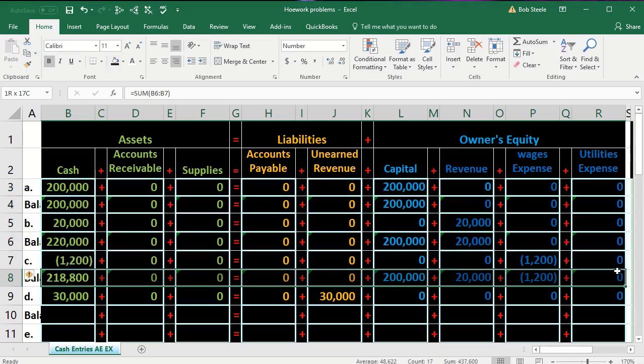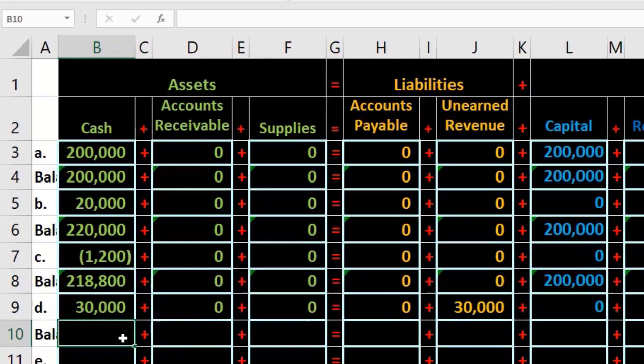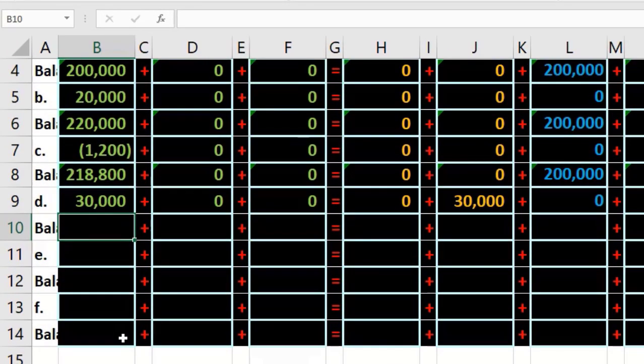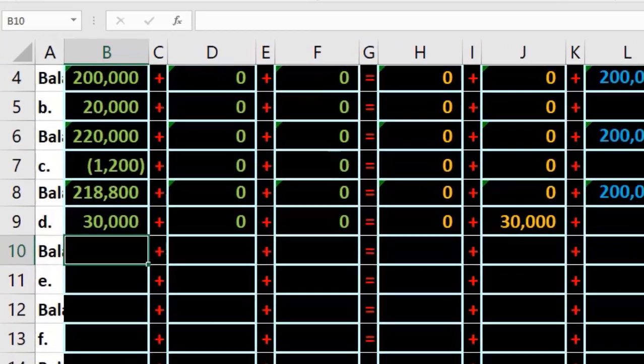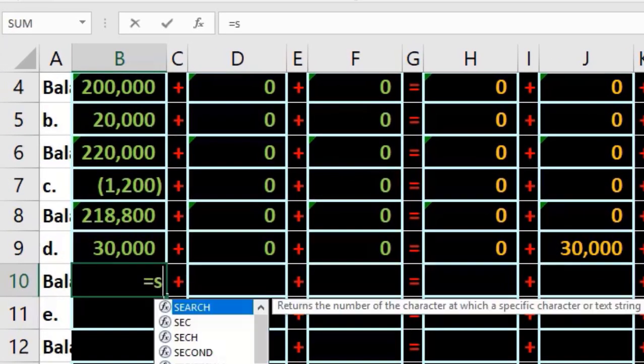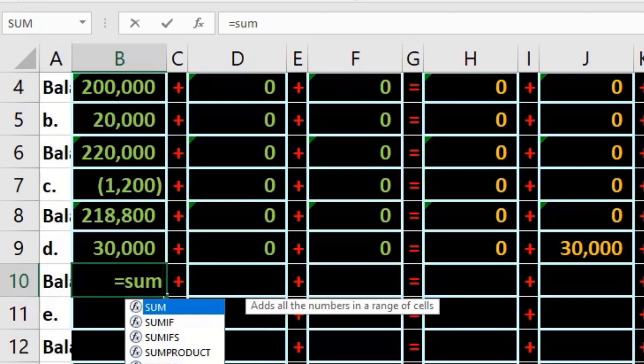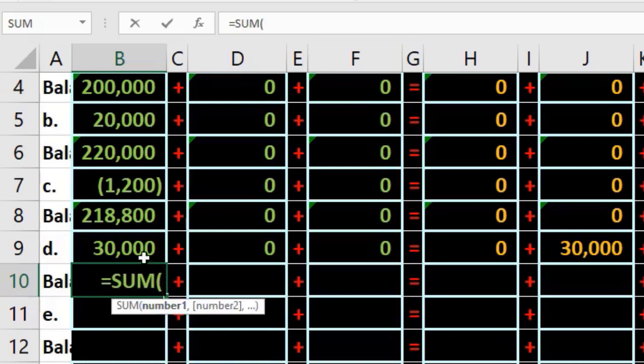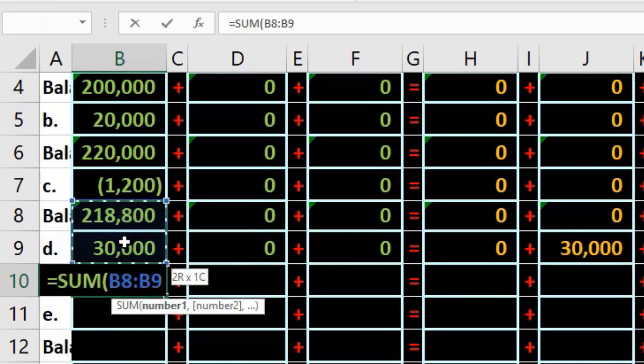We are only worried about this line, previous balance plus the transaction that we have just done, this transaction here, and we need to sum those up as we did last time. So I'm going to go ahead and sum these up. I'm going to scroll down just a little bit so we can see that. I'm going to say equals SUM, double click on the sum function, and then highlight these two again. So the sum B8 colon B9 and enter.